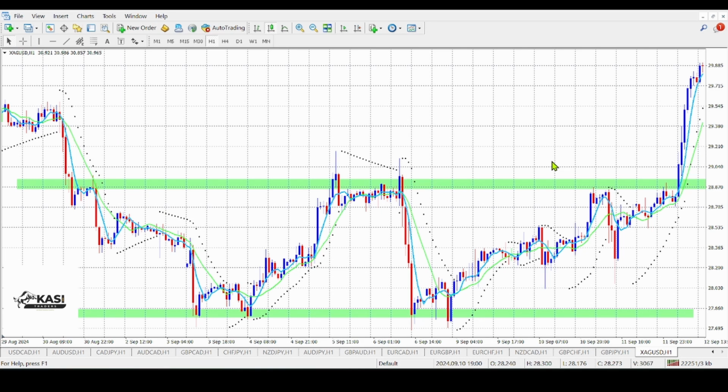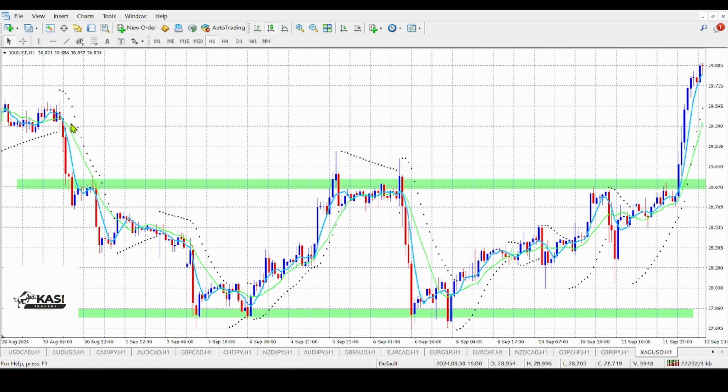Now we know that this is a sell order. And we can see we also have a resistance level here that has been tested here again, so we know this is a strong resistance level.